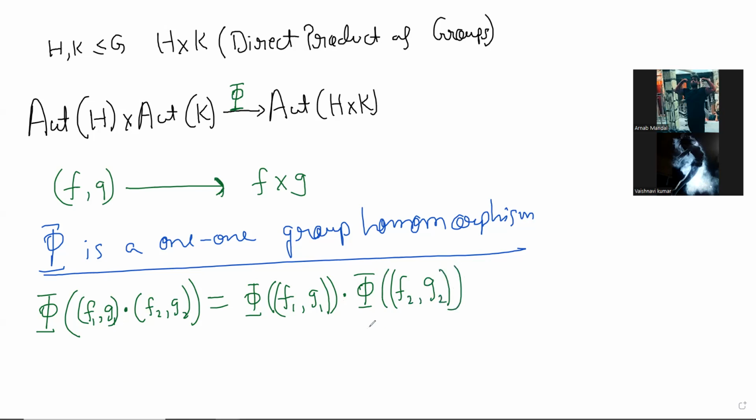We need to check this. Okay, what is this operation? So we should ask then, what is the operation on this? Pointwise. Again, this is a group, this is a group, so you just do the product of groups. Product of groups means you have to do pointwise because it's a direct product.